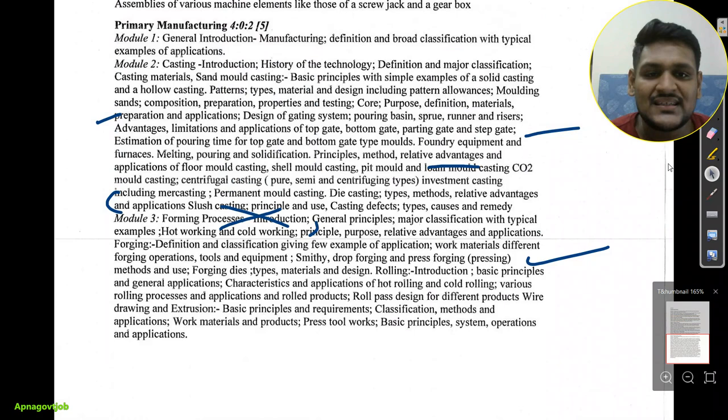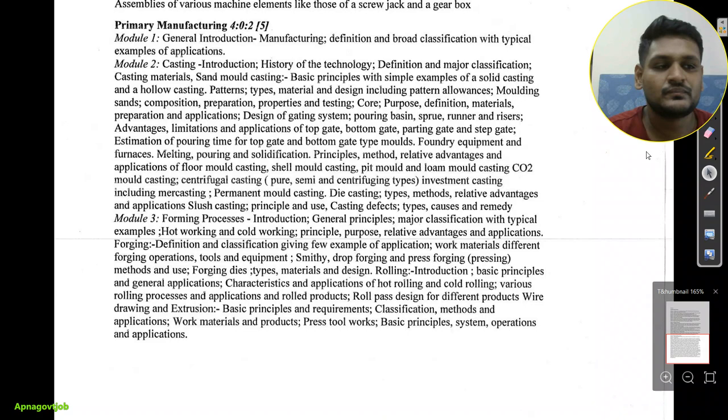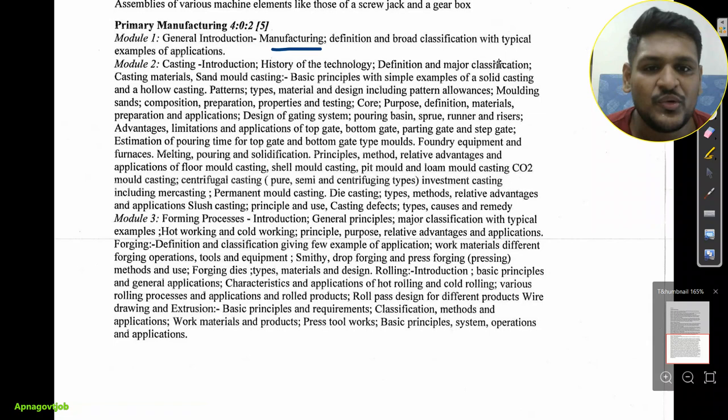Then next is your primary manufacturing. So in primary manufacturing, let's see what they mentioned. So basically manufacturing, basic introduction you should know. Okay, what is manufacturing, example, application, etc. Then casting, important for you. Okay, no need to study history of casting and everything, design. Okay, classification of casting is important, casting material is important, so just do this.